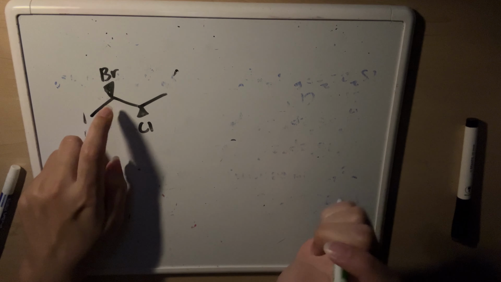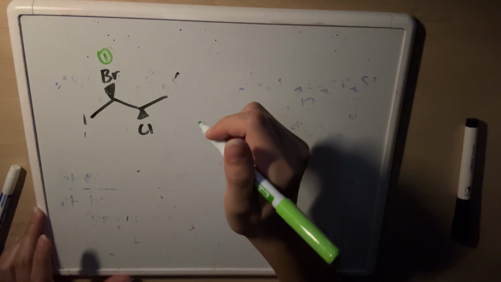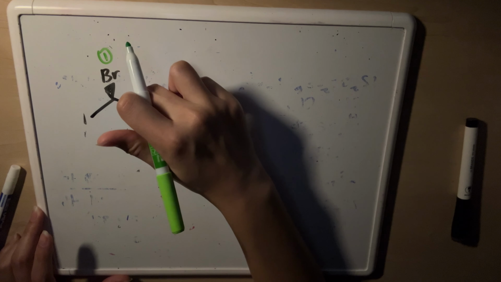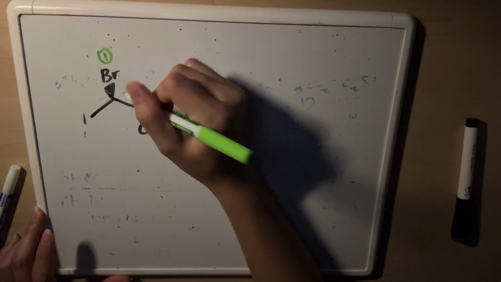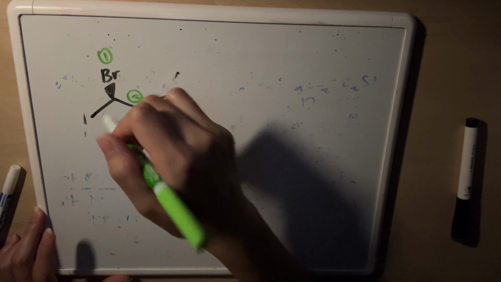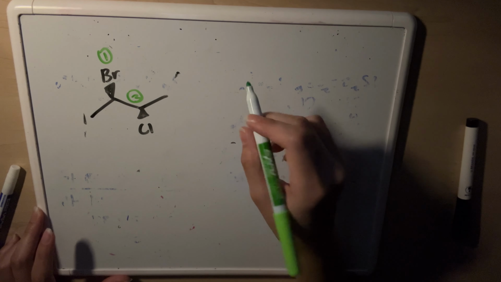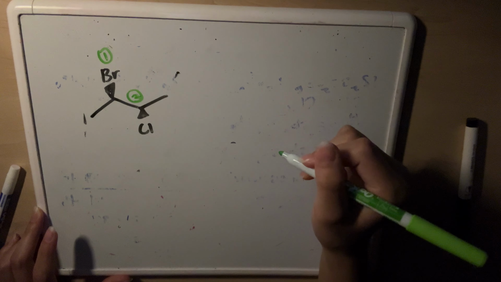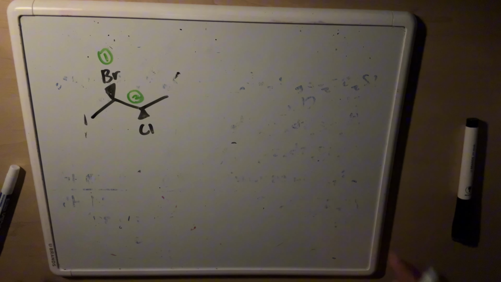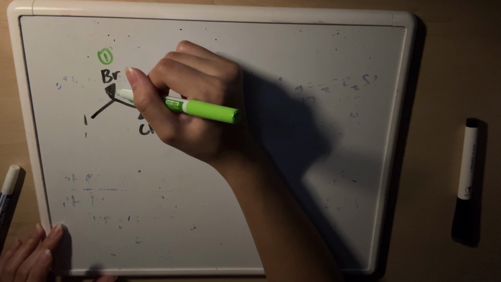Let's start with the center carbon. So the bromine is obviously number 1. And then if you look to the center carbon to the right here, this is number 3 because there's a chlorine attached to this carbon, which means this methyl group would be, did I just say that's 3? I apologize, I mean this is number 2. Oh my goodness, I apologize again. Okay guys, this is number 1 because this bromine is attached to this carbon.